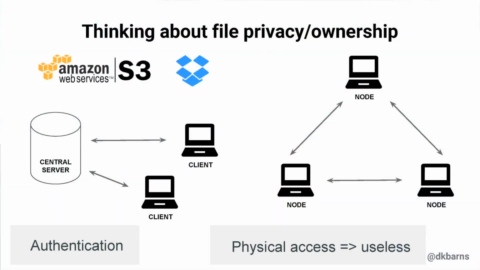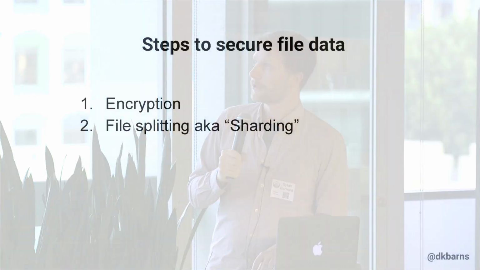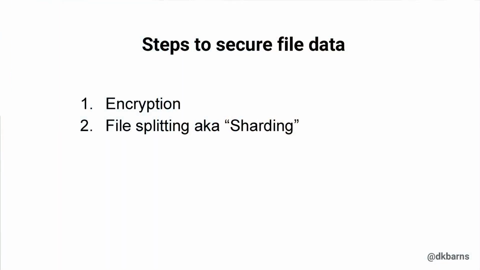However, that's completely different in a decentralized system. In a decentralized system, everyone potentially has access to everyone else's files. So our goal should be to make physical access, for lack of a better term, to a file useless, except to the correct party. So we'll explore how to do that. Here is the two-layered approach that we're going to be using to do this. File sharding may be a little less familiar to you, but we'll get to it shortly.